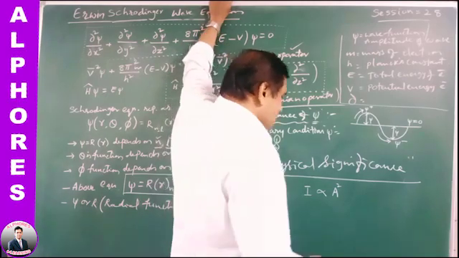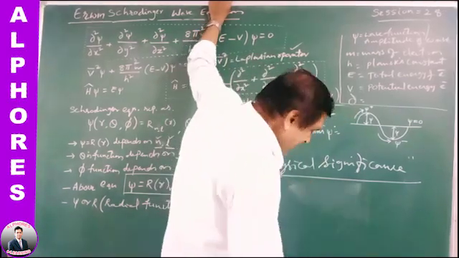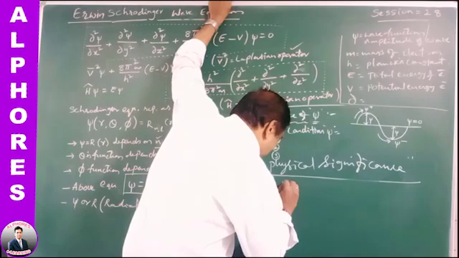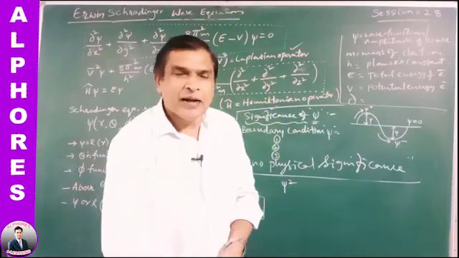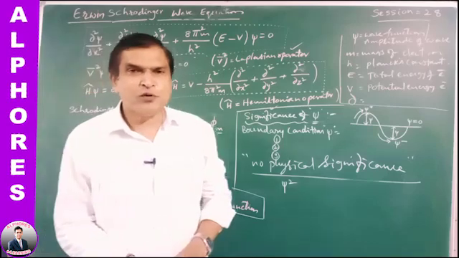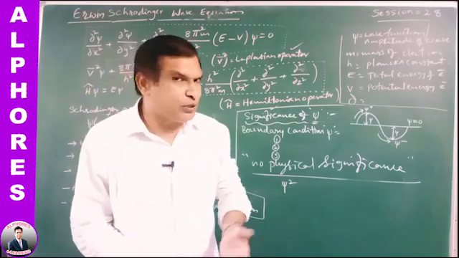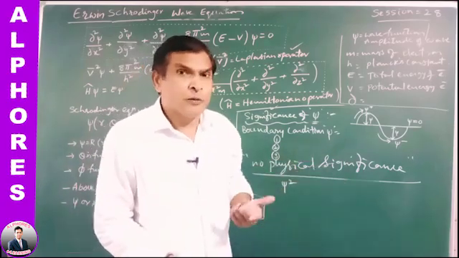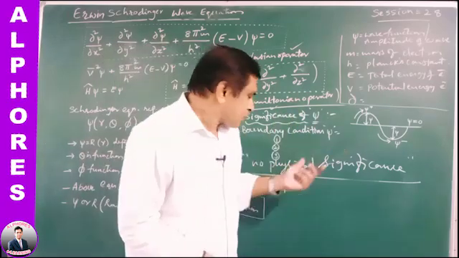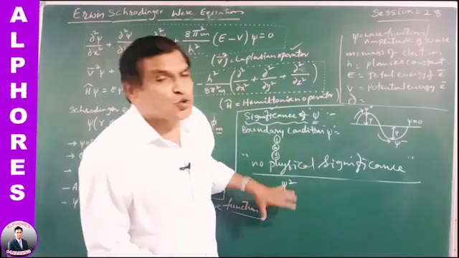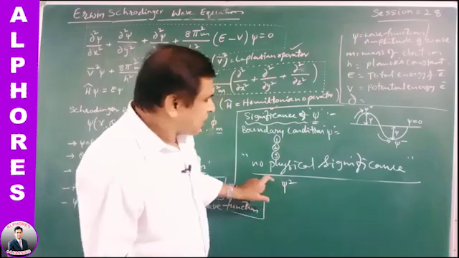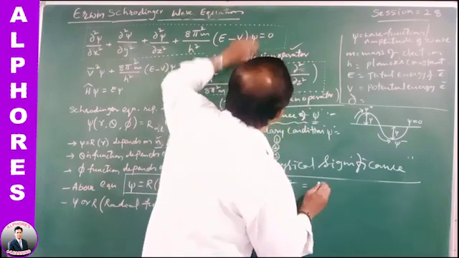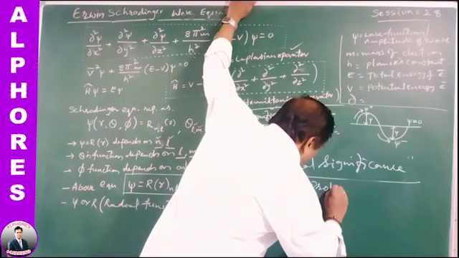So now next we are introducing psi square. What is that psi square? I repeat, according to the concept of light, the intensity of the light wave is directly proportional to the square of the amplitude. Therefore, because psi represents the amplitude of the electron wave, in place of amplitude psi square is introduced. Psi square represents the probability function. It represents probability.